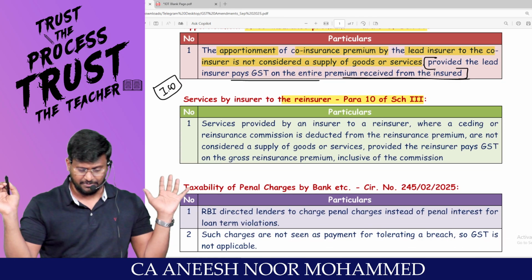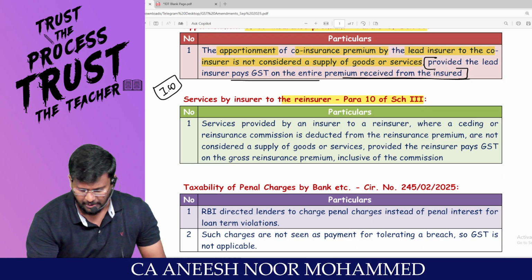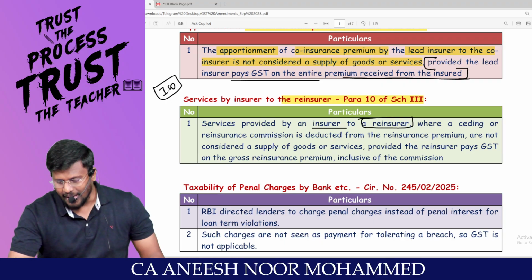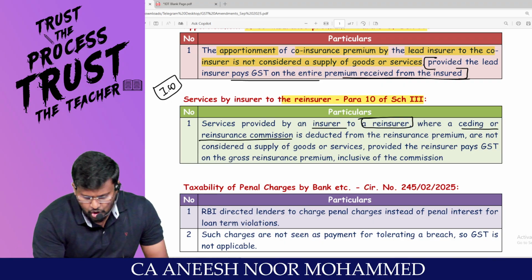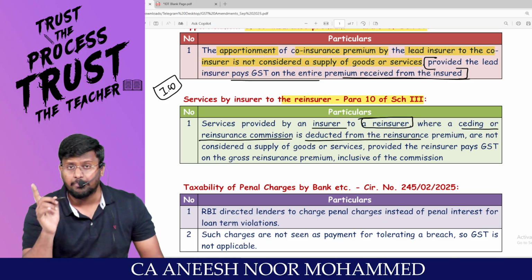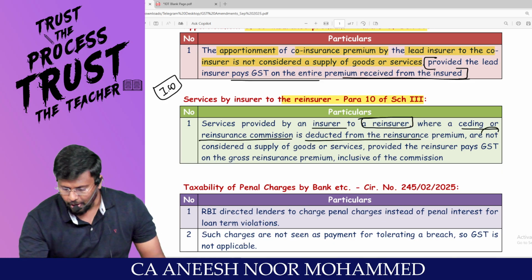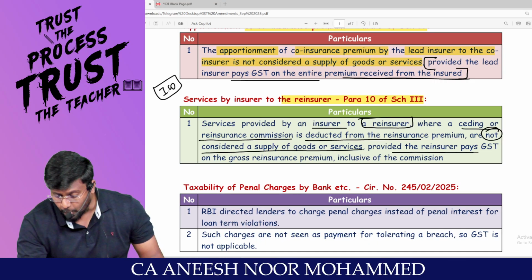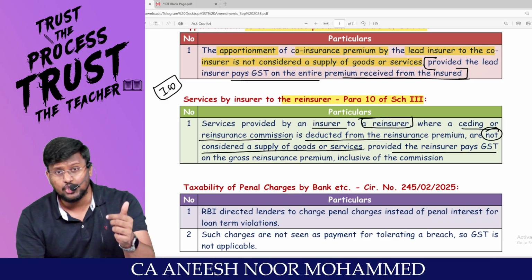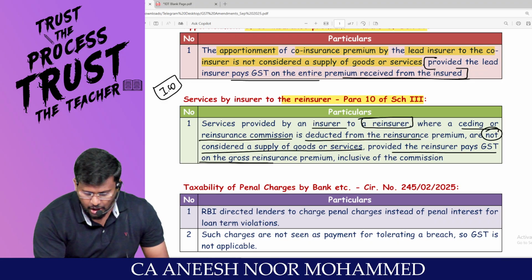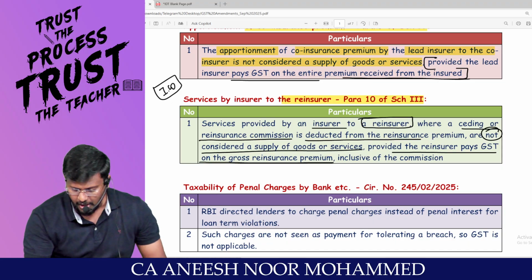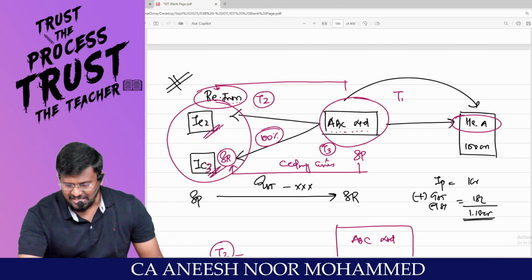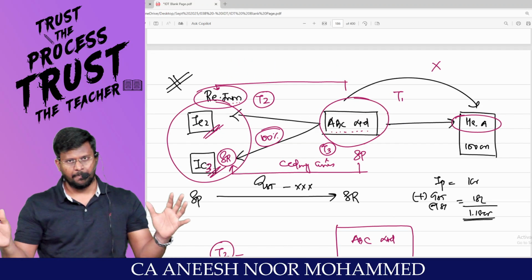Read it. That's it. Service provided by an insurer to a reinsurer where the ceding or reinsurance commission is deducted from the reinsurance premium is not considered either as supply of goods or supply of services, provided the reinsurer pays GST on the gross reinsurance premium inclusive of the commission. That means, sir, transaction number 1, nothing to talk.